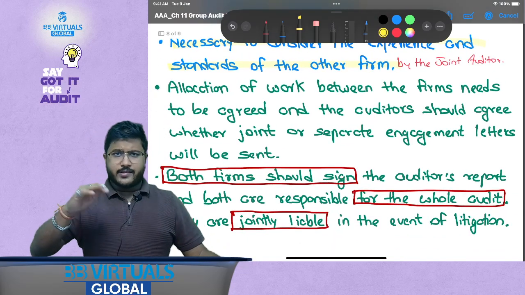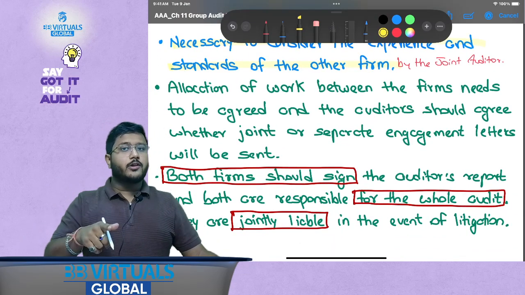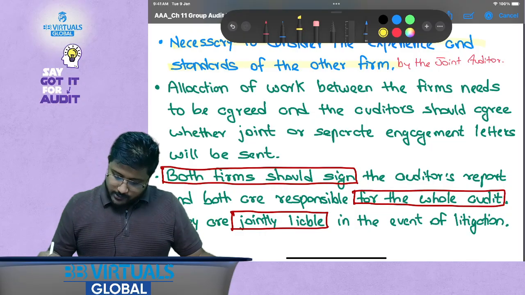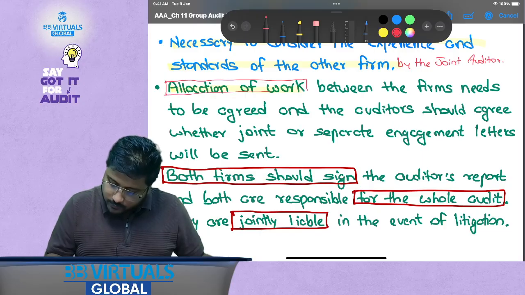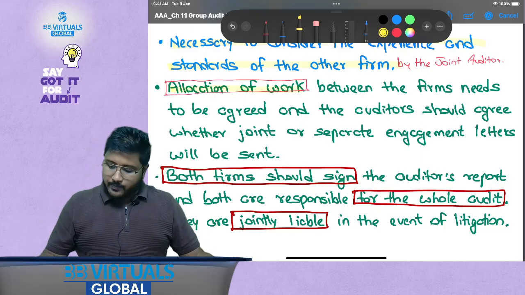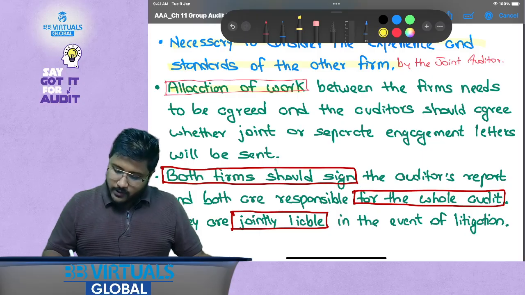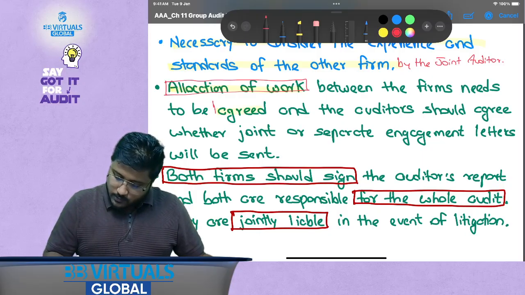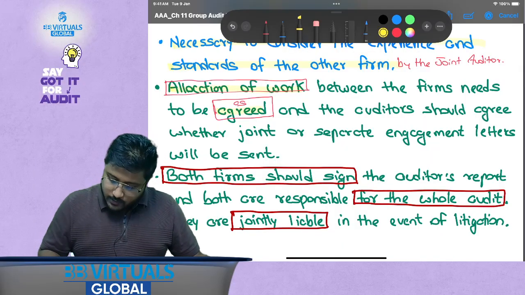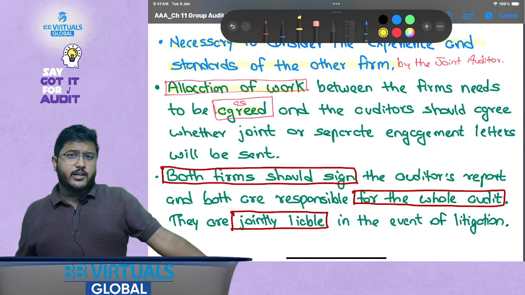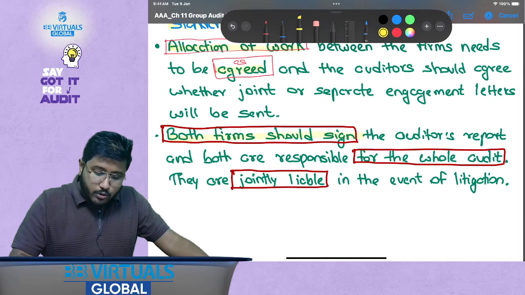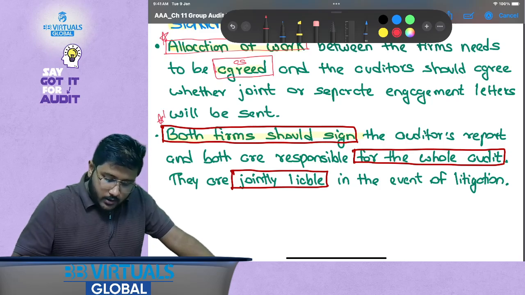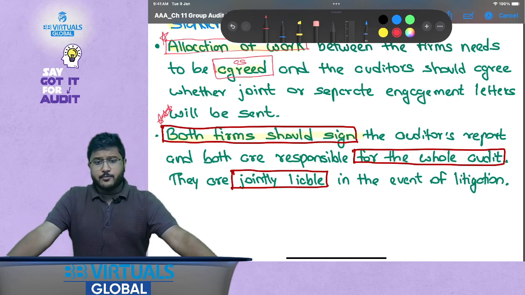Now, allocation of work would be decided via professional judgment between them, but who would be responsible? Everybody would be responsible. So, allocation of work. Now, this is important. How allocation of work would happen? Between the firms needs to be agreed, and the auditors should agree whether joint or separate engagement letters will be issued. That is also decided between them. Both firms should sign. This is very important. Both firms should sign. That is, it should not happen that only one firm is signing the audit report.